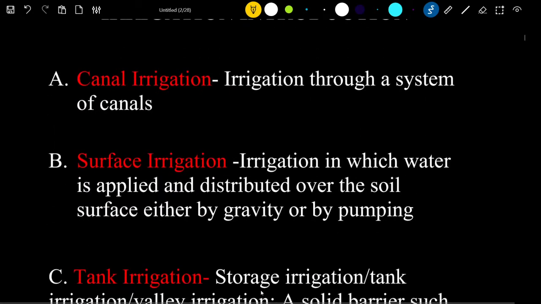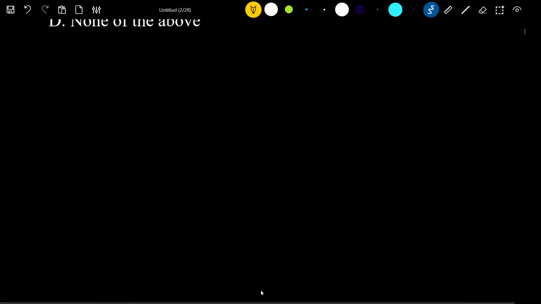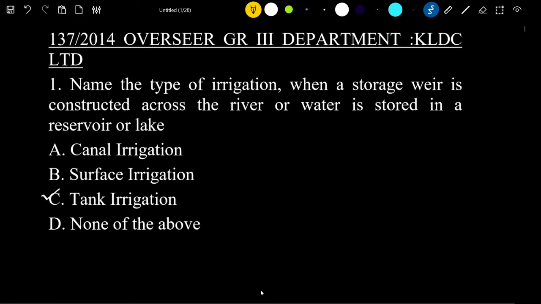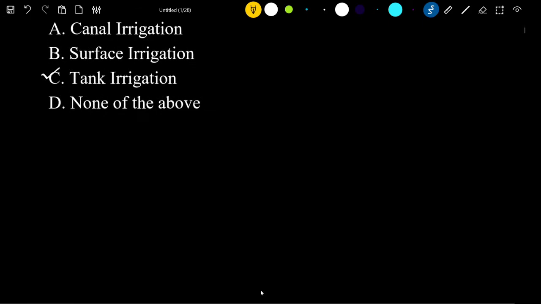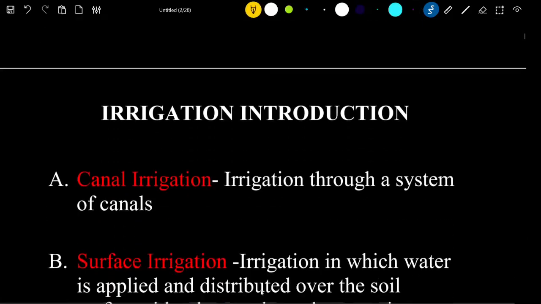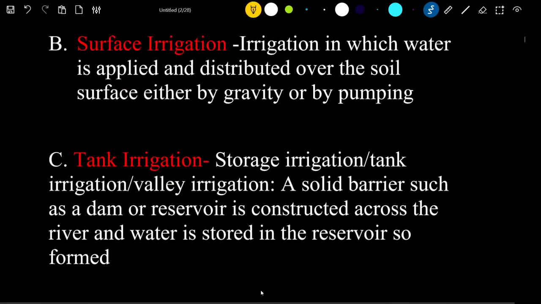So the first option given is canal irrigation. So it is an irrigation through a system of canals, that is, diverting water through a system of canals. Now, regarding the surface irrigation method, surface irrigation is a method where the water is applied onto the surface of the land. So it is either by pumping or by gravity, the water will be distributed over that soil.